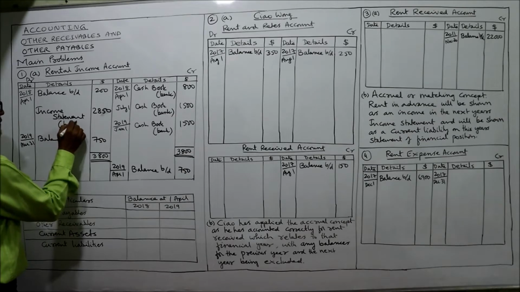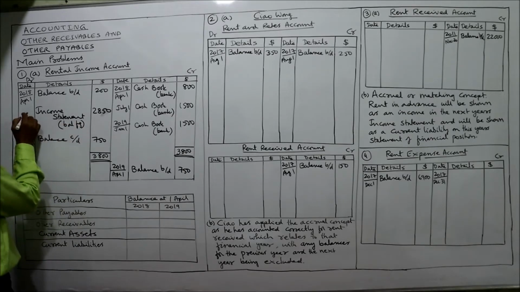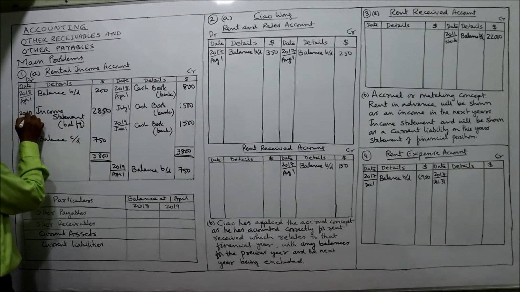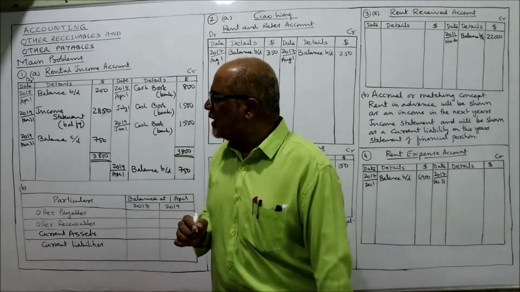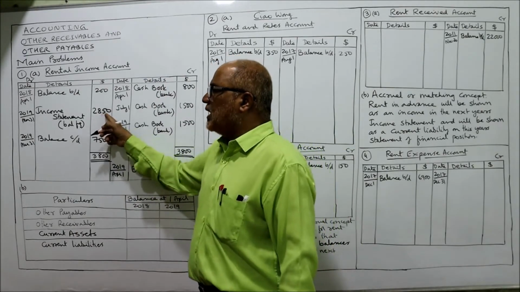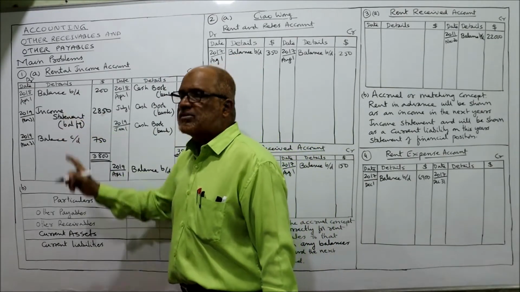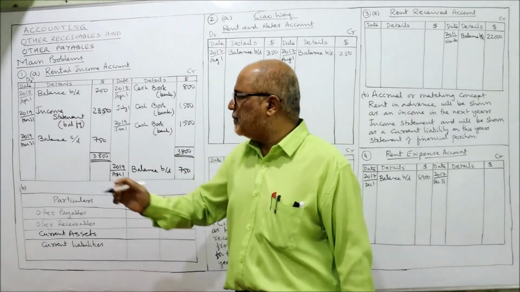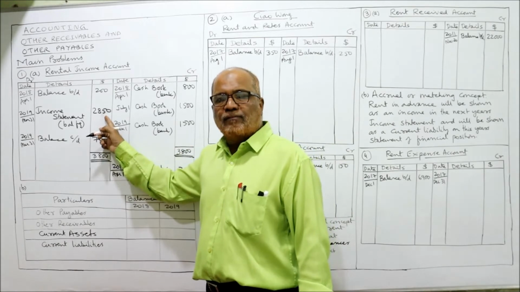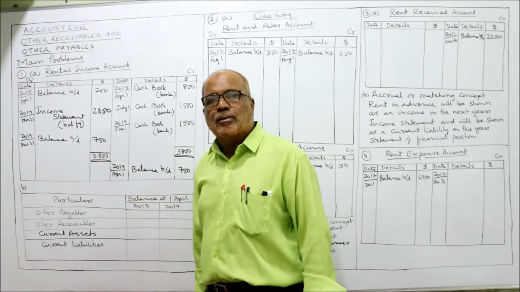This is the balancing figure. This is the last date, that is 2019 March 31st. At the end of the year, 2,850 will be transferred to income statement. This is the rental income for the current year, which is transferred to income statement.